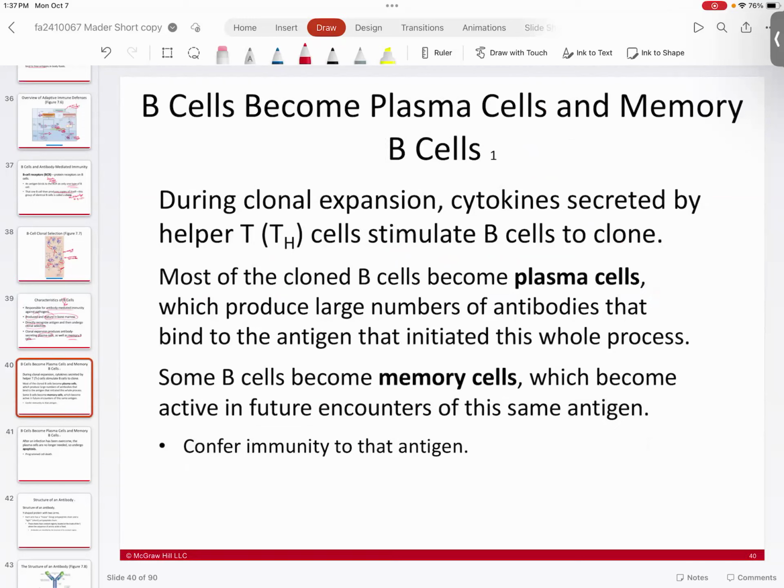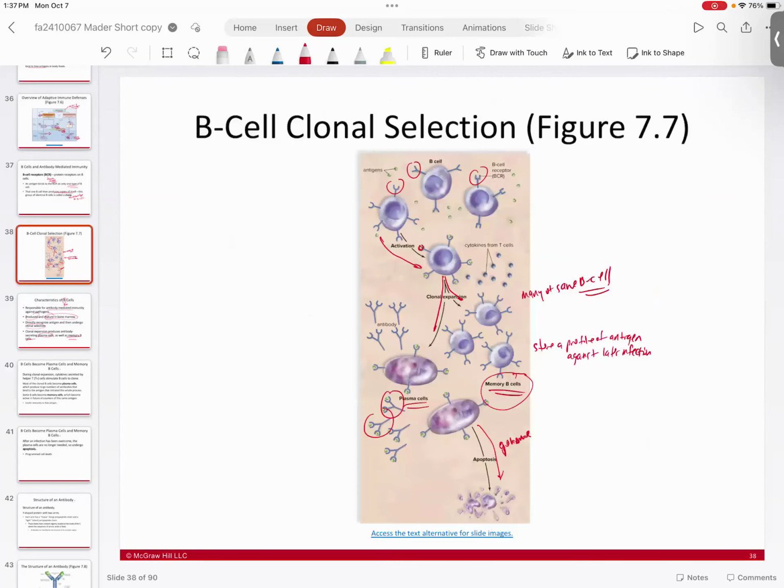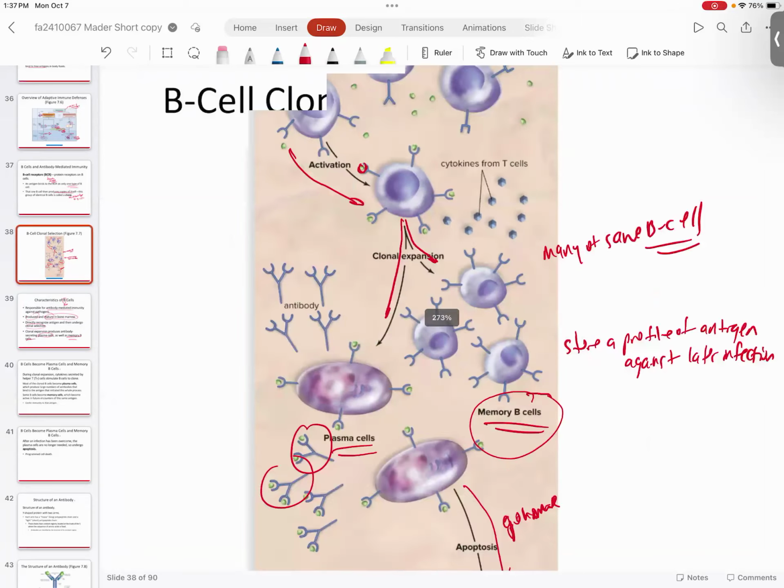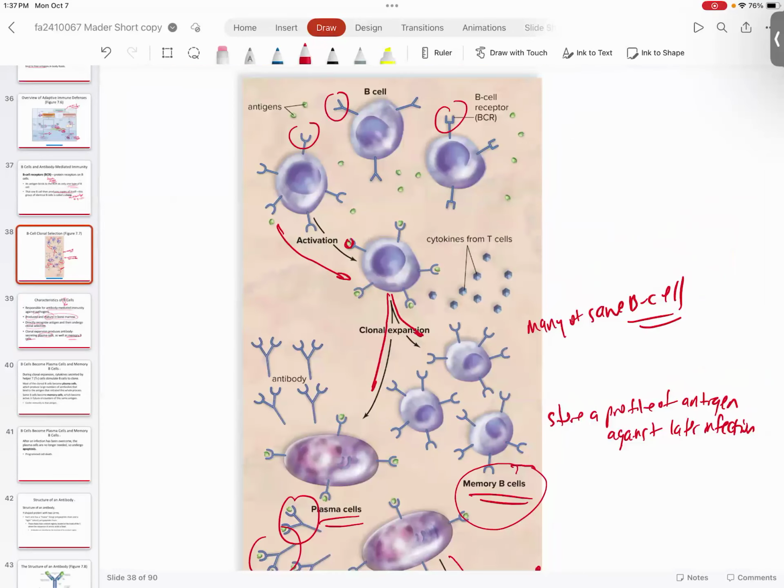Now, during the clonal expansion, oftentimes what will happen is that these B cells will also respond to cytokines from T cells, where the cytokines are signaling molecules. And you're calling for backup.